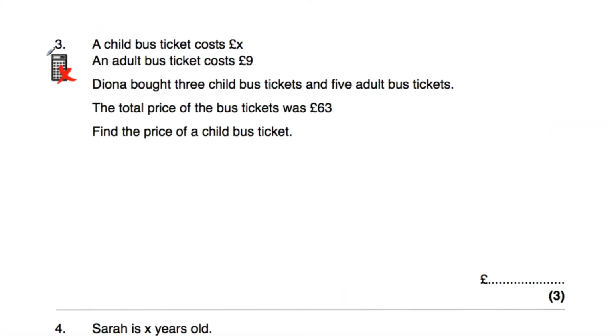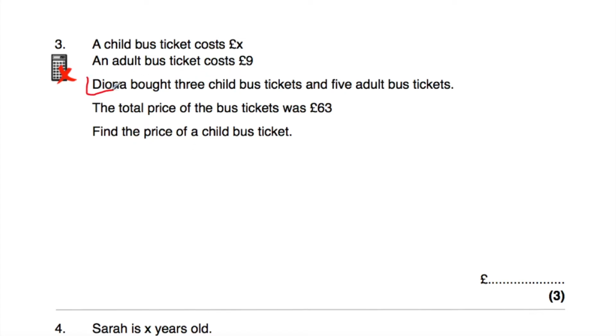Okay, let's look at our next question, question number 3. Question number 3 says a child bus ticket costs x pounds, and an adult bus ticket costs £9. And the owner bought 3 child bus tickets and 5 adult bus tickets, and the total price of the bus tickets was £63. And we've been asked to find the price of a child bus ticket. So what we're going to do here is form an equation, and then solve it. So let's form our equation.